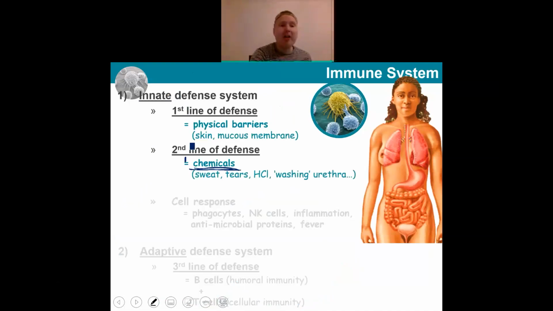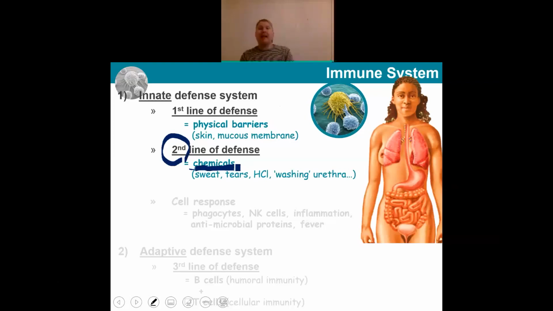The second line of defense is not so much physical, but chemical barriers. And there are many different kinds of these chemical barriers. For example, your sweat contains certain elements that kill a lot of pathogens.